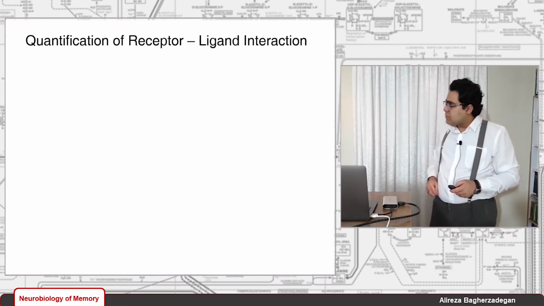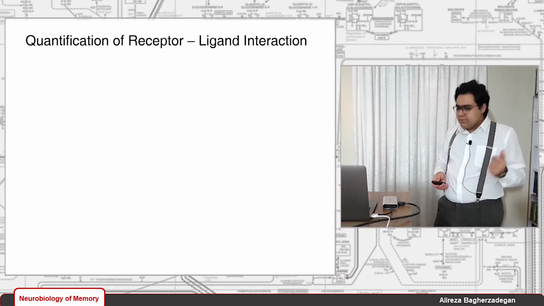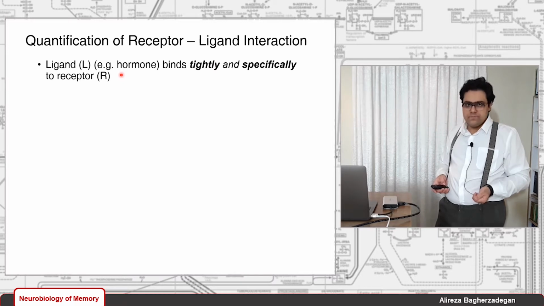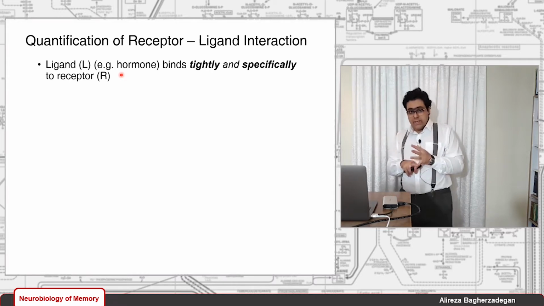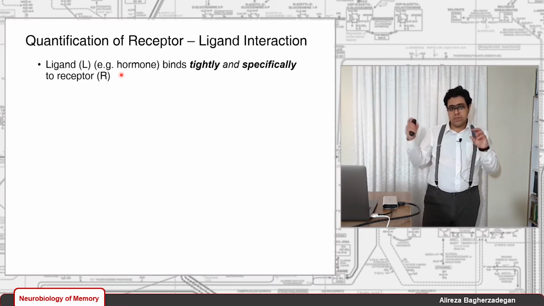Okay, let's begin with the quantification of receptor-ligand interactions. As we talked about in the previous lecture, a ligand, for example, can be a hormone or any other signal molecule. This ligand or hormone binds tightly and specifically to the receptor R. These two words are key words. First of all, the bond is tight. It's not as tight as covalent bonds, of course, but it's tight and it's specific. There is a molecular specificity between the receptor and its ligand.